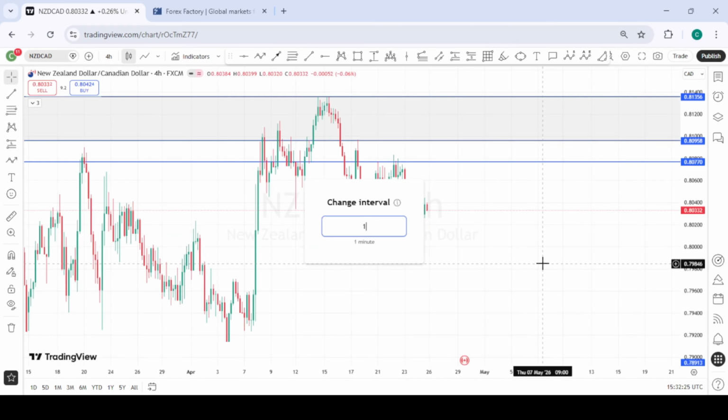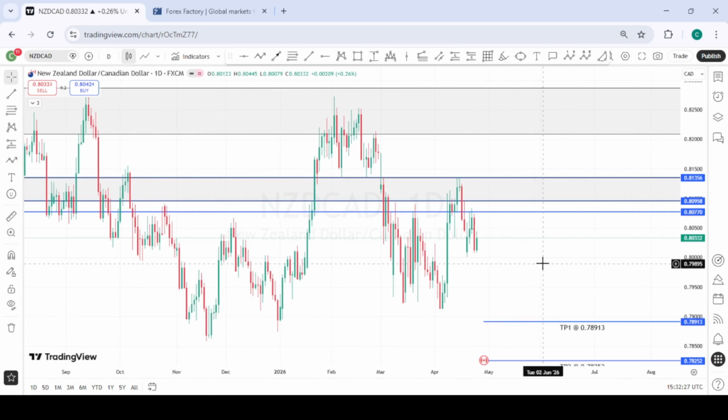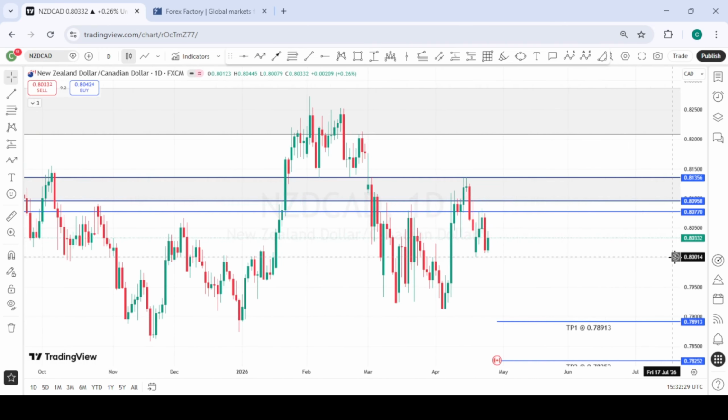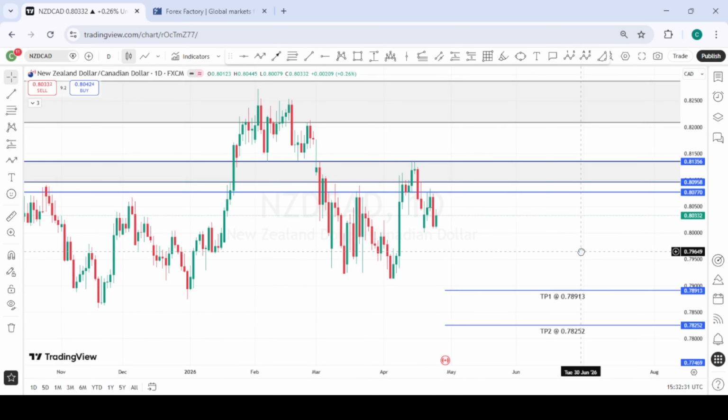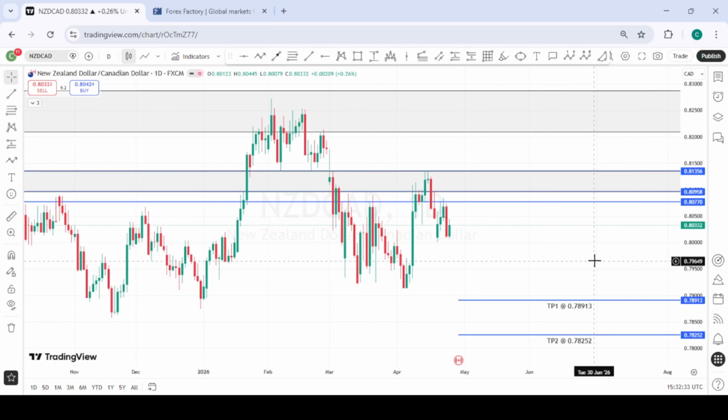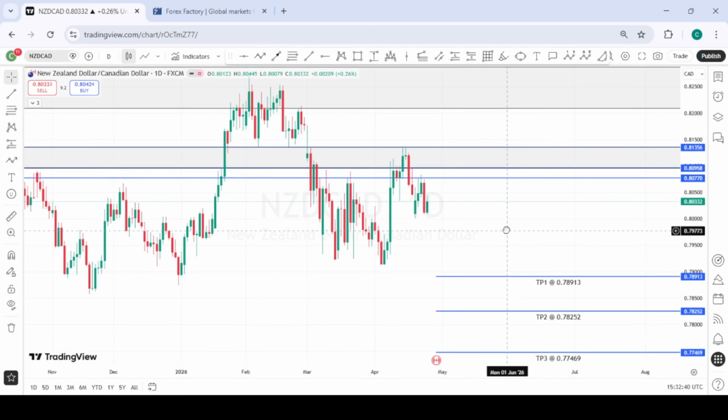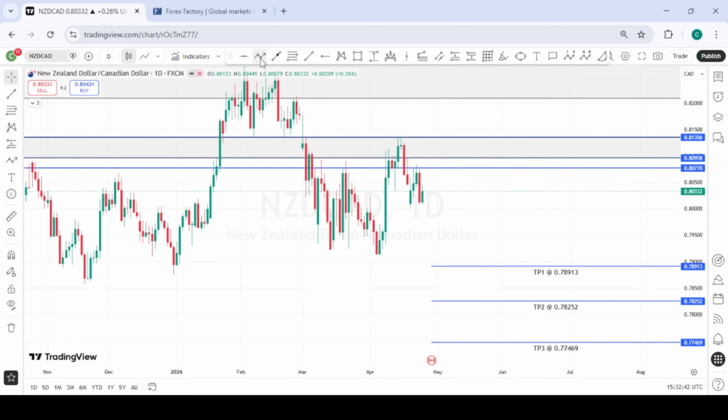This is NZDCAD. And NZDCAD has become very tricky. On a weekly perspective, it's giving us some bearish moves. On a daily perspective, it's giving us some bearish moves as well. And I think the 4-hour also is giving us some bearish moves. So we're going to look at the bearish side of things for NZDCAD for the coming week.